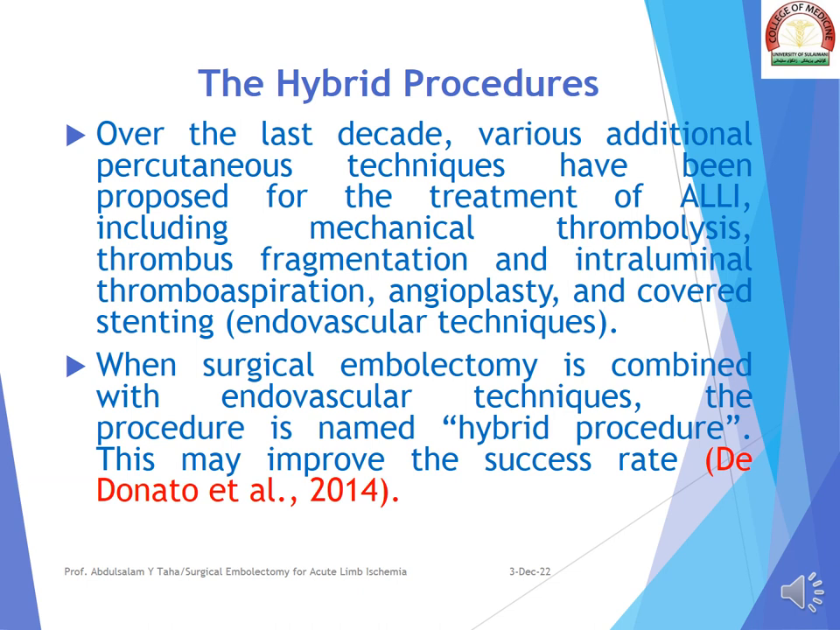The hybrid procedures. Over the last decade, various additional percutaneous techniques have been proposed for the treatment of acute lower limb ischemia, including mechanical thrombolysis, thrombus fragmentation, intraluminal thromboaspiration, angioplasty, and covered stenting, the so-called endovascular techniques. When surgical embolectomy is combined with endovascular techniques, the procedure is named hybrid procedure. This may improve the success rate.